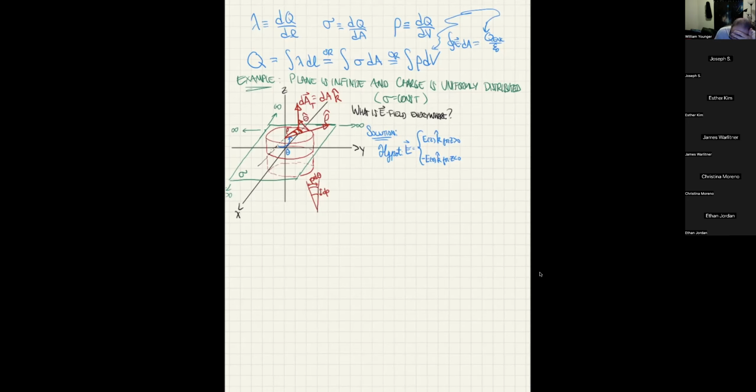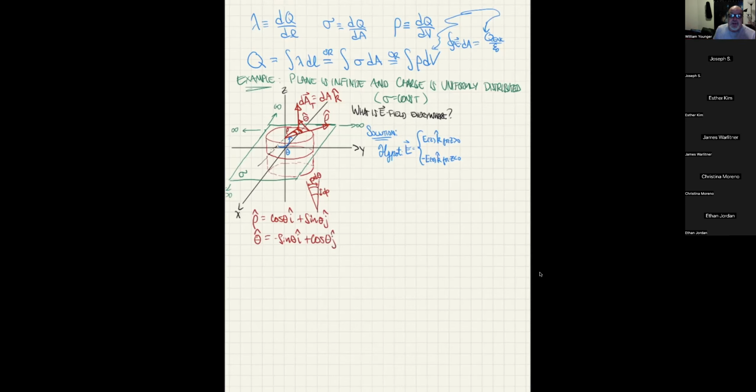And in fact, if you really wanted to know the details, rho hat is equal to cosine theta i hat plus sine theta j hat. And you can calculate the magnitude to see that it is in fact the unit vector. The theta hat turns out to be negative sine theta i hat plus cosine theta j hat. Okay, so that's really what they are. You don't need to know any of that stuff.